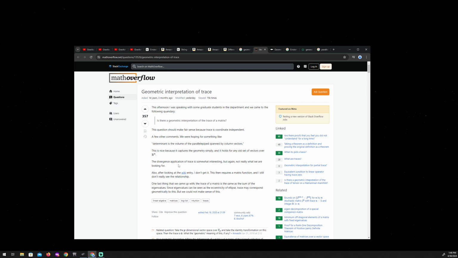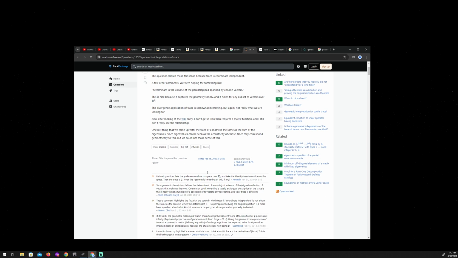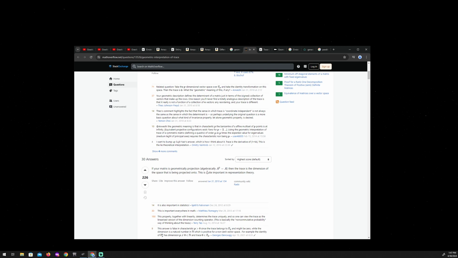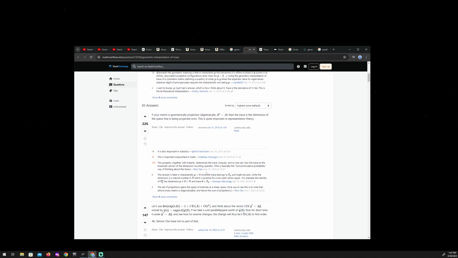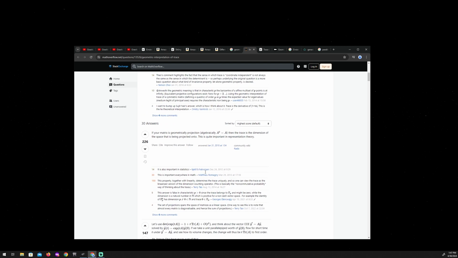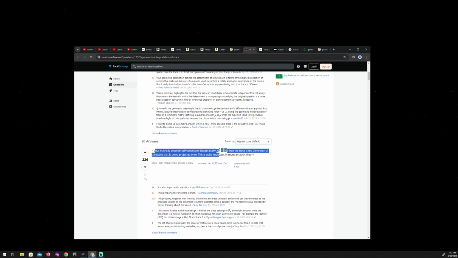Okay. So also after looking at the wiki entry, I don't get it. Maybe I'll look at that later. Yeah, so it's a bit complicated. And actually, I've read through these responses, and I don't really understand it. So if your matrix is geometrically a projection, algebraically A squared equals A, then the trace is the dimension of the space that is being projected onto.